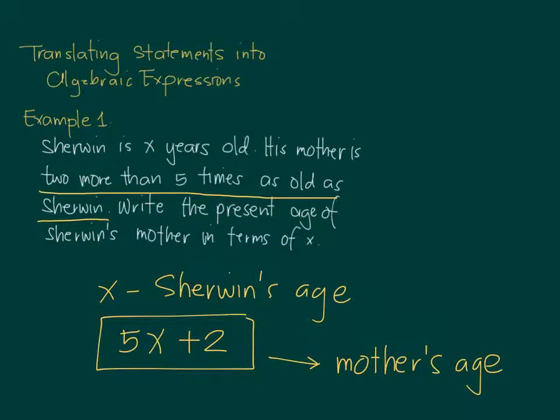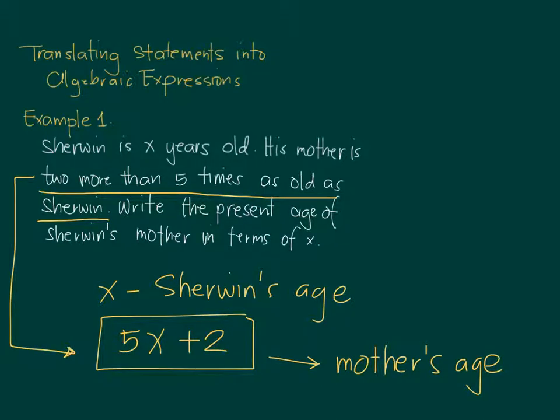Okay, so note how I translated 2 more than 5 times. 2 more means plus 2 of what? Plus 2 of 5 times the age of Sherwin, which is x. That is why we have 5x plus 2. Okay?